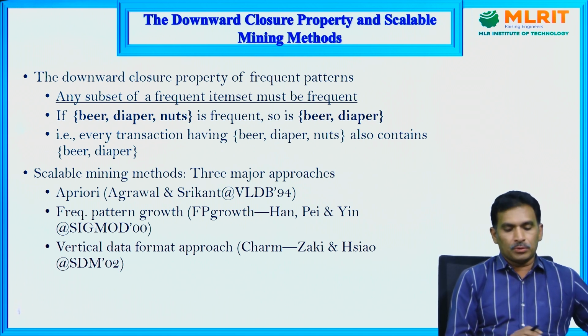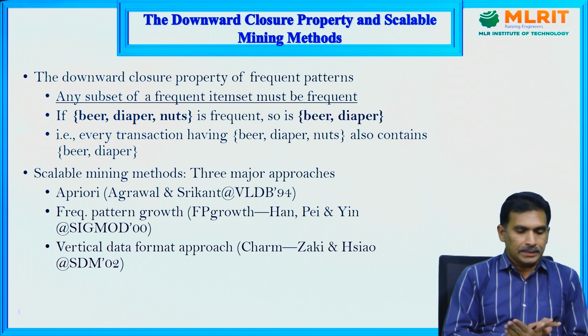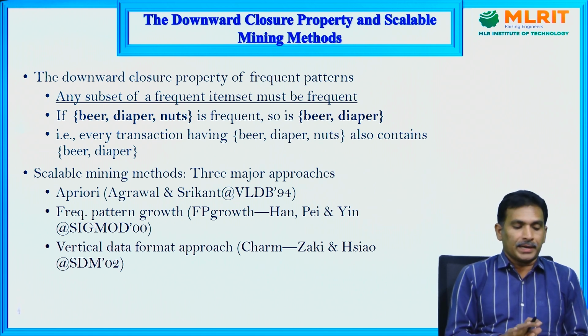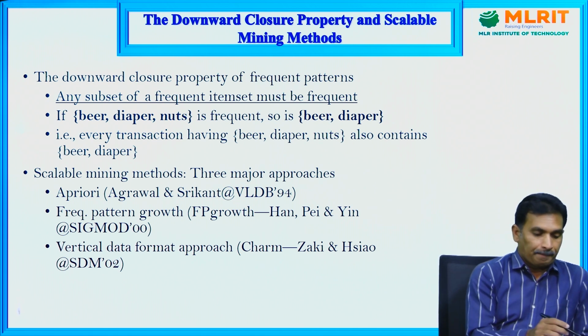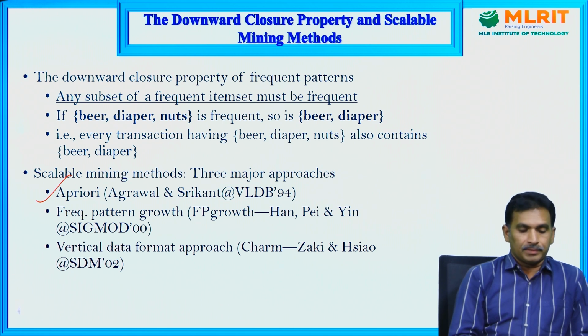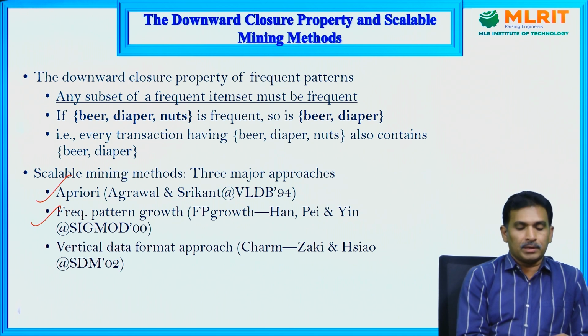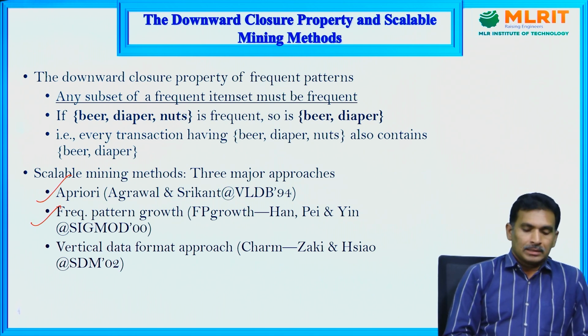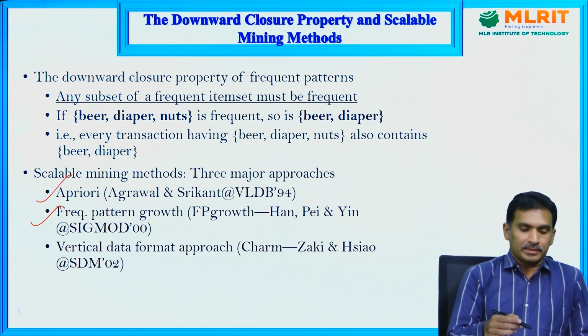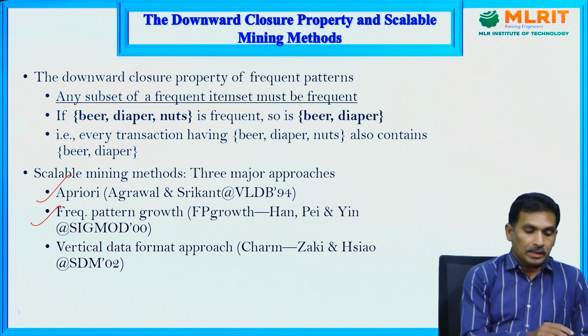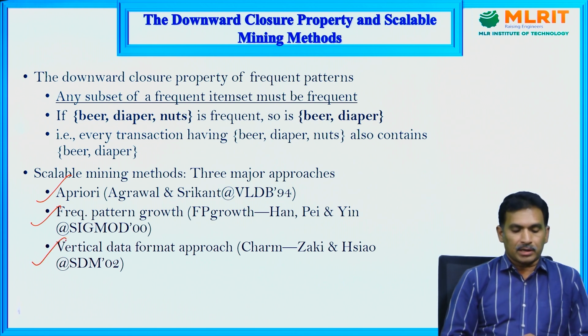So this is just a brief about the downward closure property. There are a few approaches developed to find these frequent item sets. Apriori is the first approach, developed based on this downward closure property, and the next one is frequent pattern growth, where the candidate generation process is eliminated. Another, the third one, is the vertical data format approach.